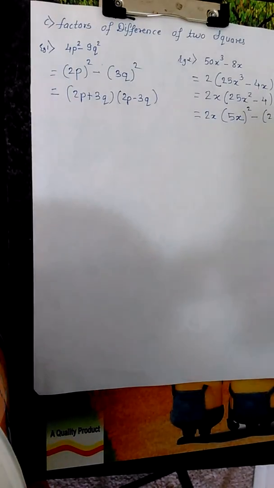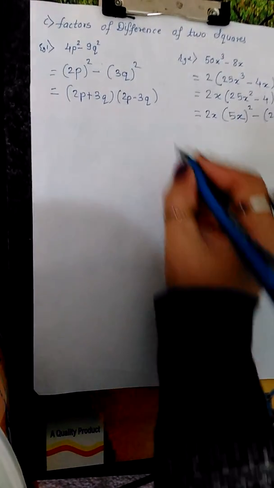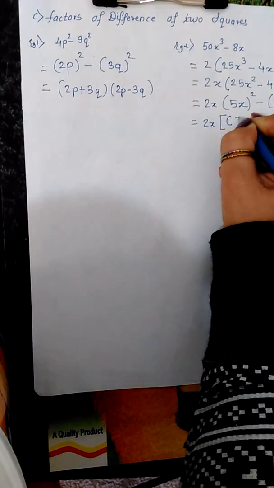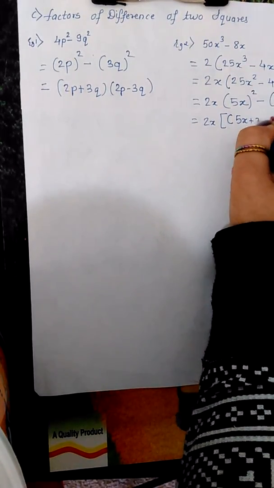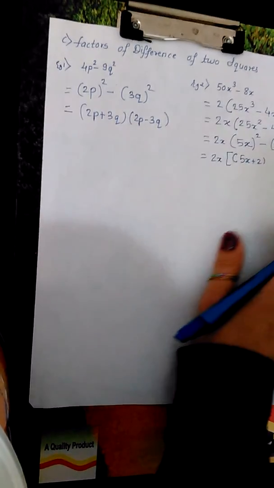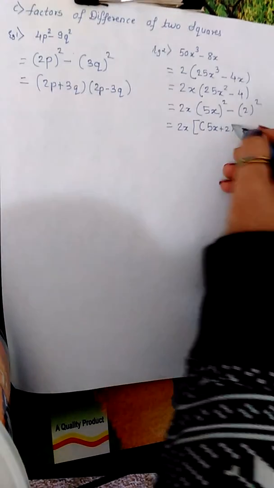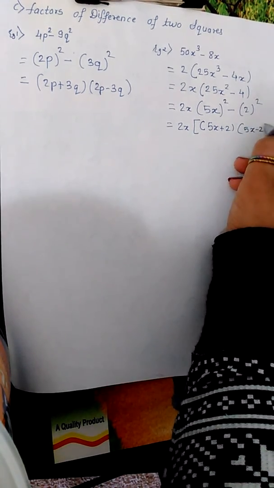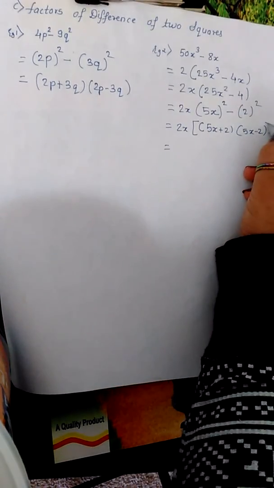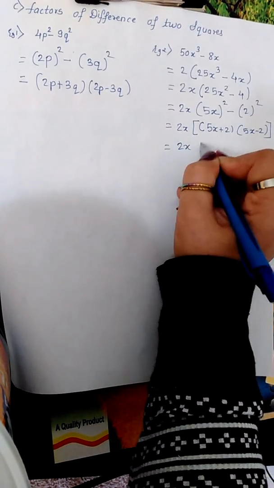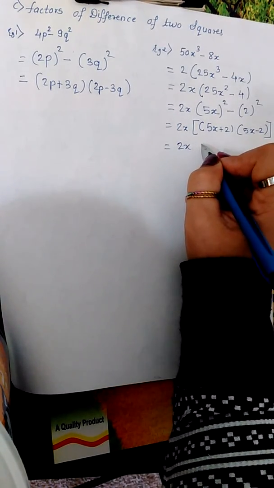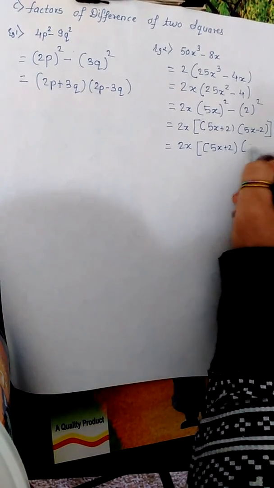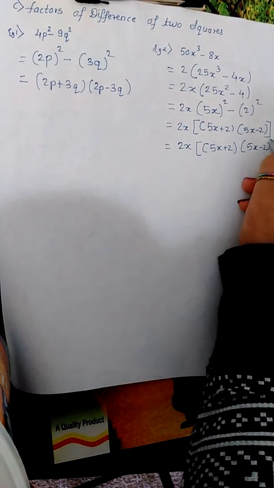So it can be written as 2x in bracket 5x plus 2 and in another bracket 5x minus 2. So that will be 2x, 5x plus 2 and 5x minus 2.